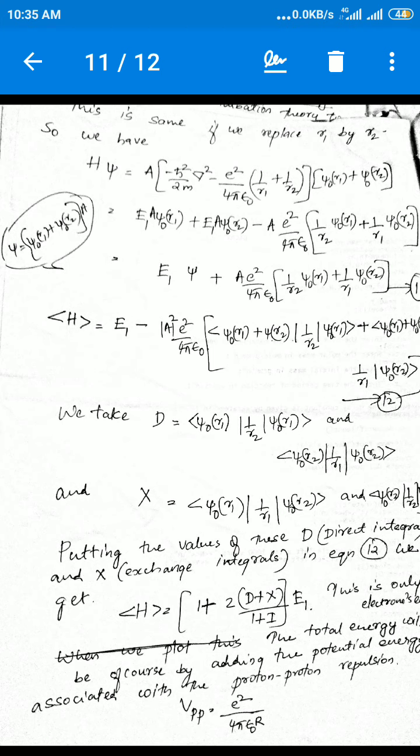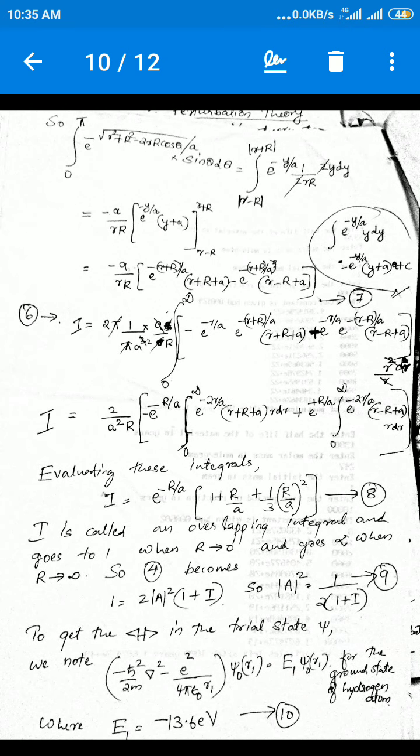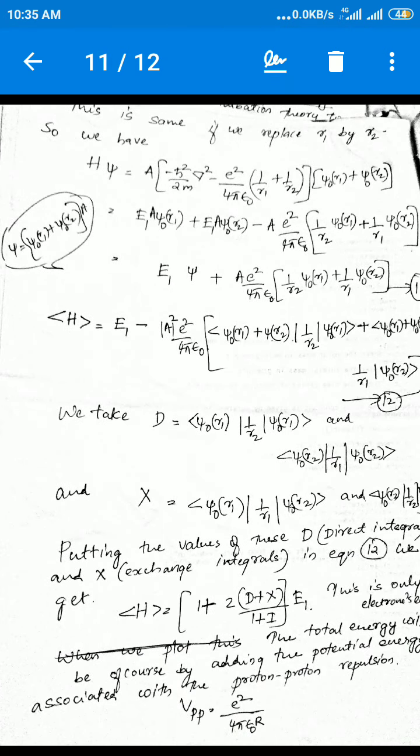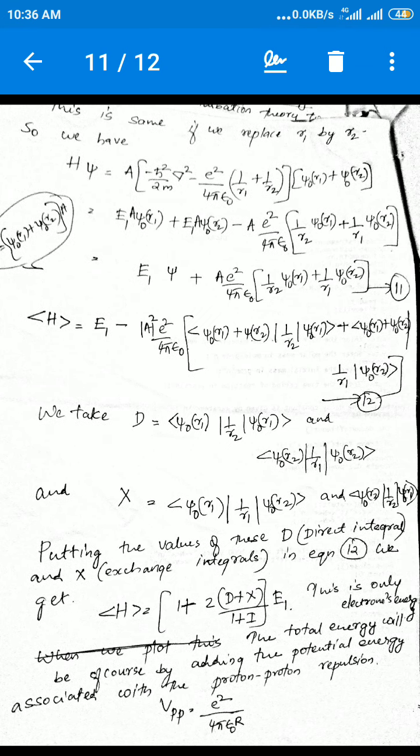E1 is the first term, it is also E1 there, isn't it? So E1 minus A modulo square, minus A modulo square will be minus 1 by 2 into 1 plus I. You substitute that there and you substitute for the integrals d and x. You will get this equation. Just do the substitution. You will get H expectation as 1 plus 2 into d plus x divided by 1 plus I into E1. Understood?